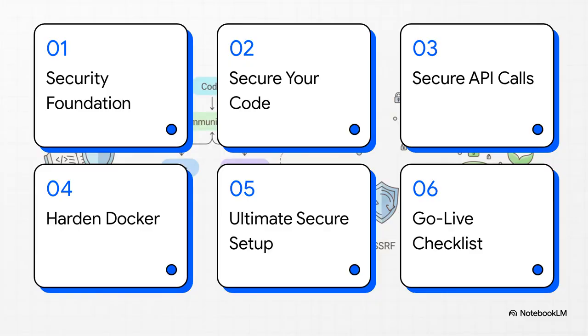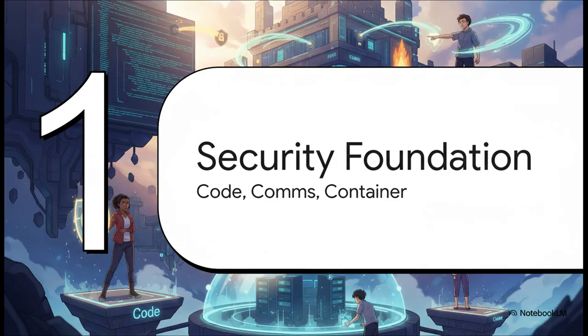So here's our roadmap. We'll start by building that security foundation, then we'll tackle our 3 layers one by one. Securing the code, the API calls, and the Docker environment. After that, we'll talk about the ultimate secure setup and wrap it all up with a go-live checklist that you can use immediately. All right, let's build that foundation.